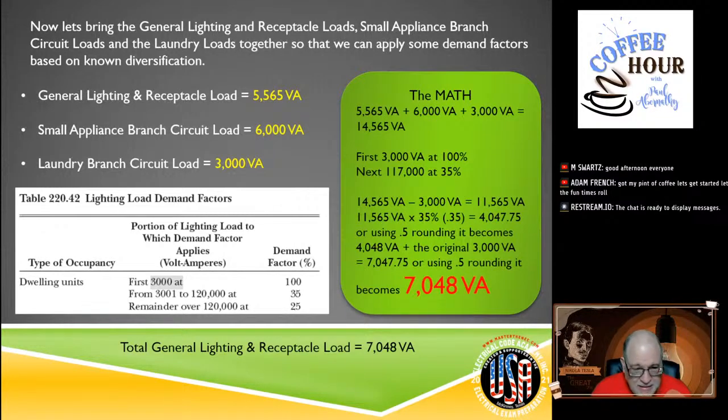So for dwelling units, the first 3,000 is at 100%. I use that old technique: I just take the 3,000 and put it aside, because I'm going to add it at the end. You do whatever you feel comfortable with. The next value is 3,001 through 120,000, or you'll hear us say in the industry, once you get past the first 3,000, the next 117, because 117,000 plus 3,000 is 120,000. That range is at 35%. And any values that are over 120,000, we take at 25%.